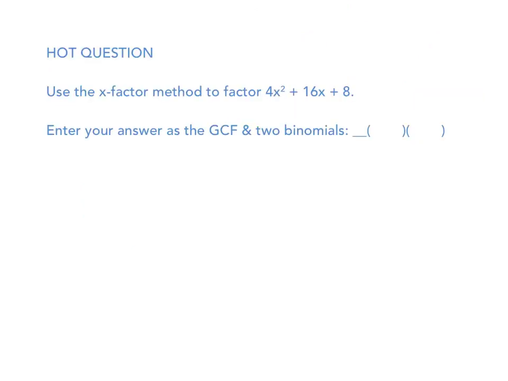Your hot question is to use the x factor method to factor 4x squared plus 16x plus 8. So using the extra stuff we've learned of pulling out the GCF, find out what your fully simplified answer would be here to fully factor it, and then enter your answer as the GCF on the outside and two binomials on the inside. Good luck.